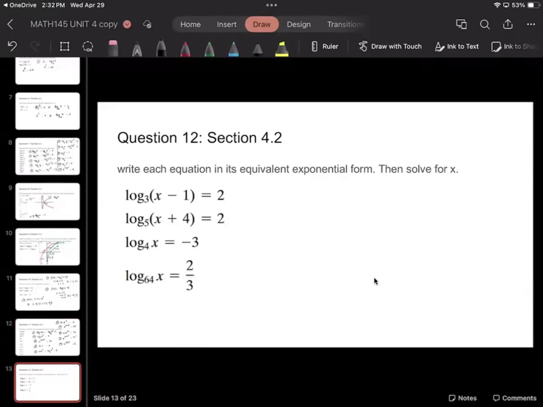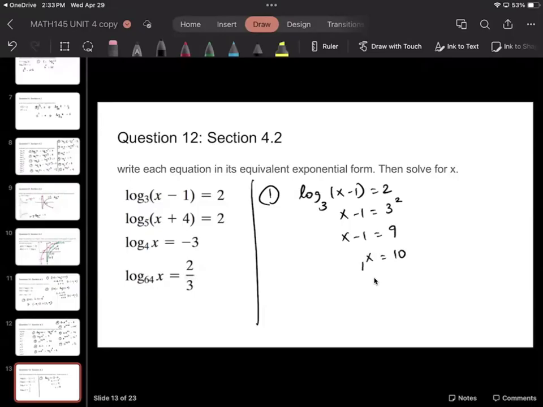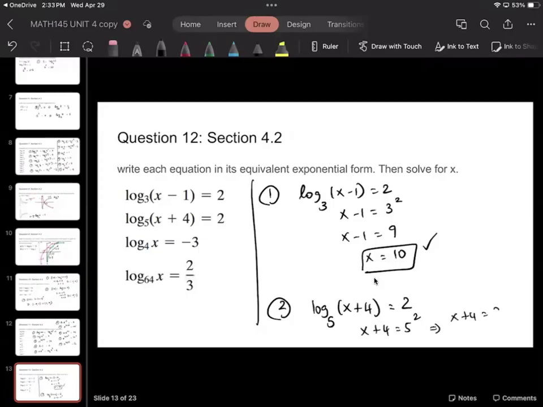Okay, write the equation in its equivalent exponential form, then solve. Okay, let's do it. Log base 3 of (x minus 1) is equal to 2. I can write it as x minus 1 is 3 to the power of 2. x minus 1 is 9. x is equal to 10. Check: 10 minus 1 is a positive number. Therefore, this is okay. Okay, 2. Log base 5 of (x plus 4) is 2. x plus 4 is 5 to the power of 2. x plus 4 is 25. x is 21.